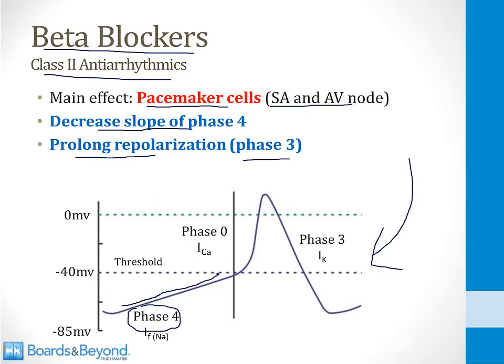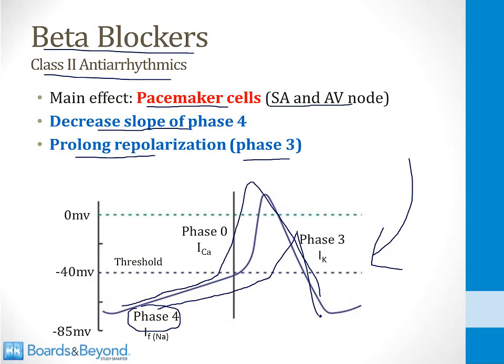When they reach about minus 40 millivolts, those cells will depolarize, and in the SA node, this will result in generation of a heartbeat. Beta blockers decrease the slope of phase 4 so that it takes longer for SA nodal cells to reach minus 40 millivolts. This means they will depolarize less frequently, and this will result in a slowing of the heart rate.